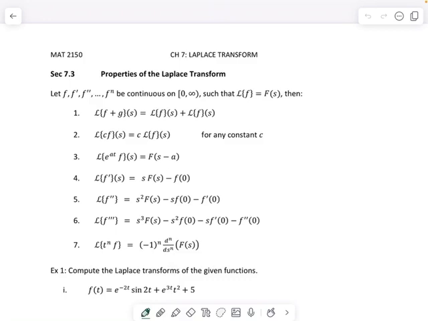3 properties of Laplace transform. So here we will see some of the properties that we already saw previously, but there are new ones included in here, and now you will see the Laplace transforms of the derivatives as well.